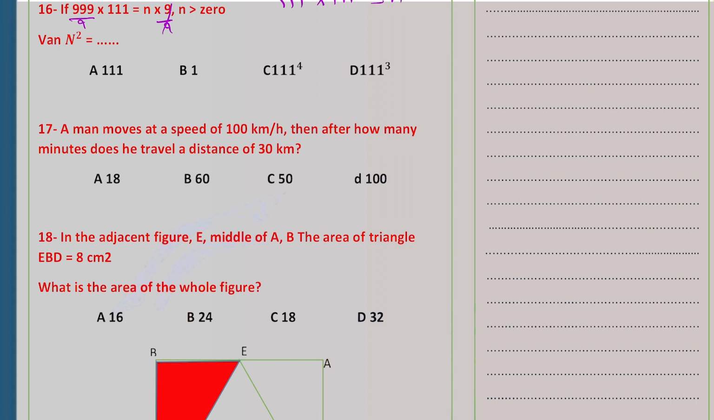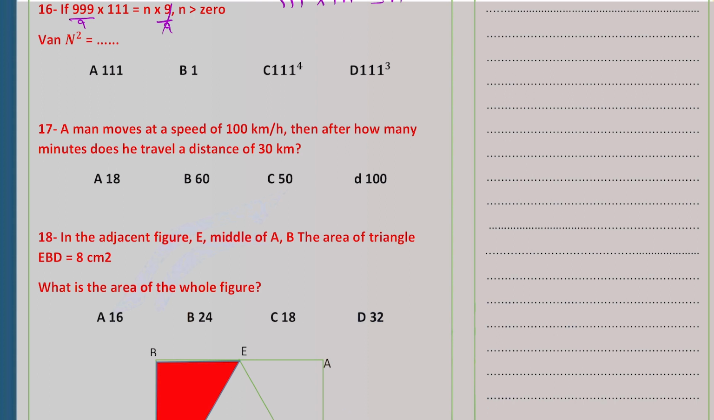So n equals 111 times 111. Teacher, should I take 111 times 111 and make 3 lines and find the answer? No, you shouldn't. Why? Look at the choices. Do you have big numbers here? No, we don't have. You have to use exponents here.